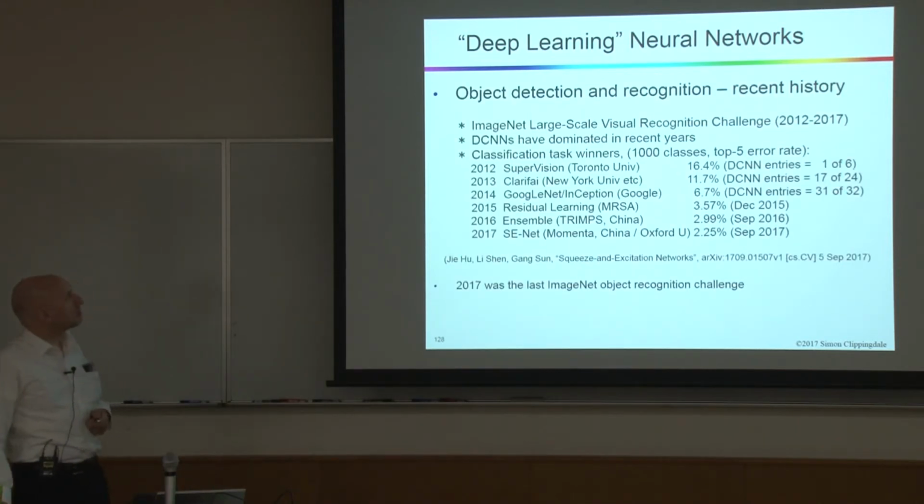So what's all the fuss about? Looking at object detection and recognition, the recent history, and this is only the last 5 years, there was a thing called the ImageNet Large-Scale Visual Recognition Challenge, a competition that was run out of Stanford University mainly, I think. And deep convolutional neural networks have dominated that contest in the last few years.